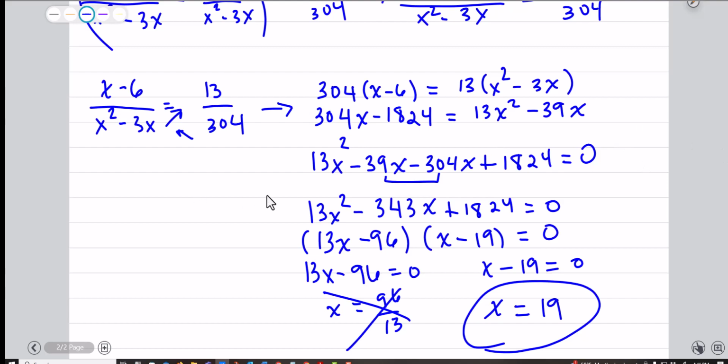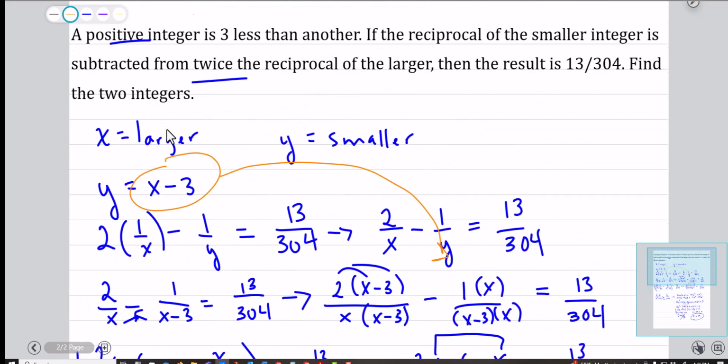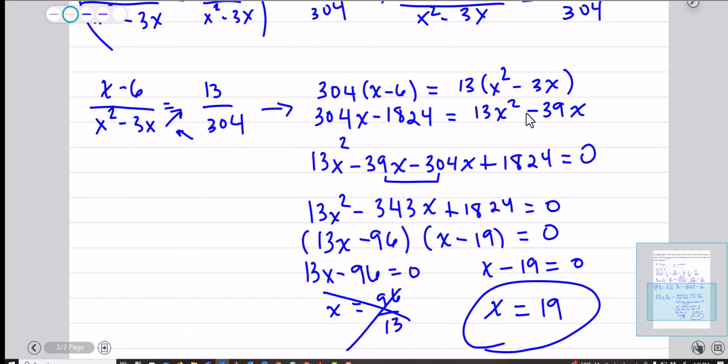Remember, at the very beginning of all this madness, we defined x as the larger number. So it is asking for the larger number, which is our 19. And then, of course, we could find the smaller value by doing x minus 3, or 19 minus 3, which equals 16. And so that is our answer.